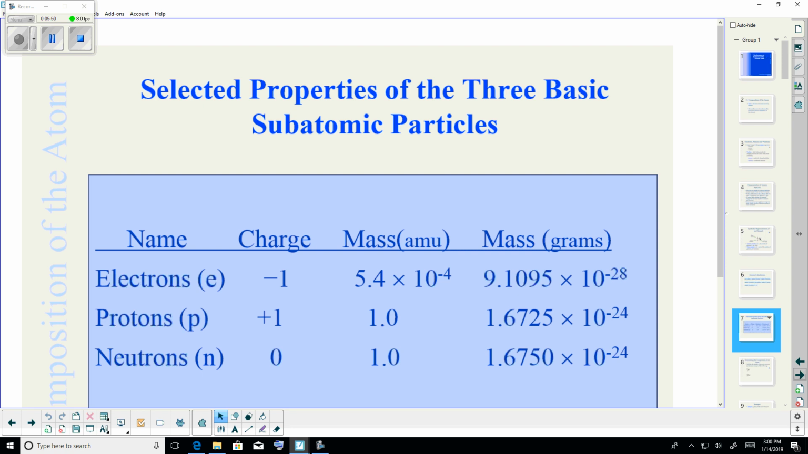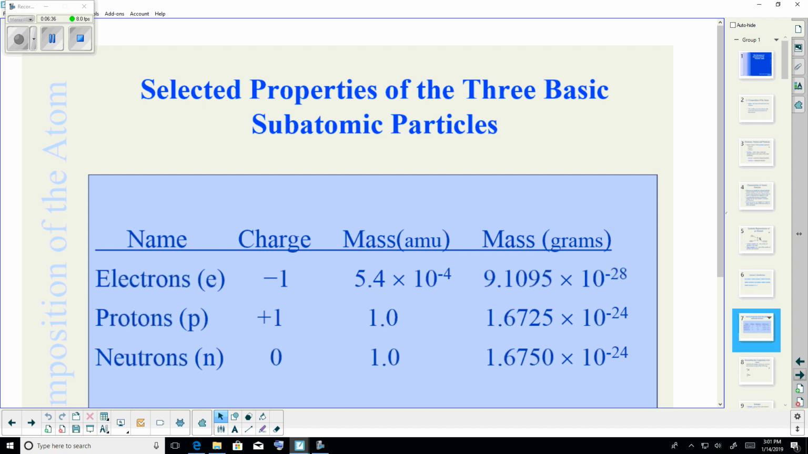The electrons have a charge of -1, a mass in AMU, atomic mass units, of 5.4 times 10 to the -4, and a mass in grams of 9.1 times 10 to the -28. Protons have a charge of +1, an AMU mass of 1, and 1.67 times 10 to the -24 grams. Neutrons, like I said, have no charge, a mass of 1, and a mass in grams of 1.67 times 10 to the -24. So you see the electrons are negligible.